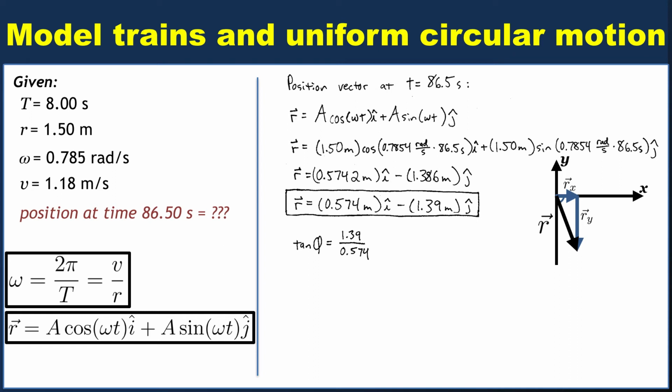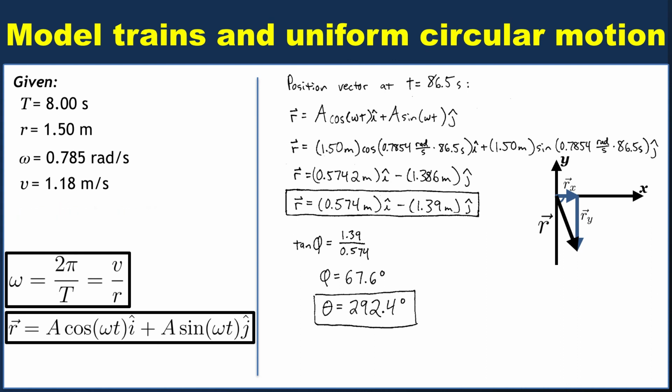The units cancel. Solve for that using the inverse tangent, and you get that phi is 67.6 degrees, meaning that if we had measured the angle theta, which goes counterclockwise from the positive x direction, remember, the way we've defined phi and theta in the past is that the two of them have to sum to 360 degrees, well, that tells us that theta is 292.4 degrees measured counterclockwise from the positive x direction. So if we're asked about the position of the train at time 86.5 seconds, you could say, well, for one, its position vector is this, and its angle counterclockwise from the positive x direction is that.